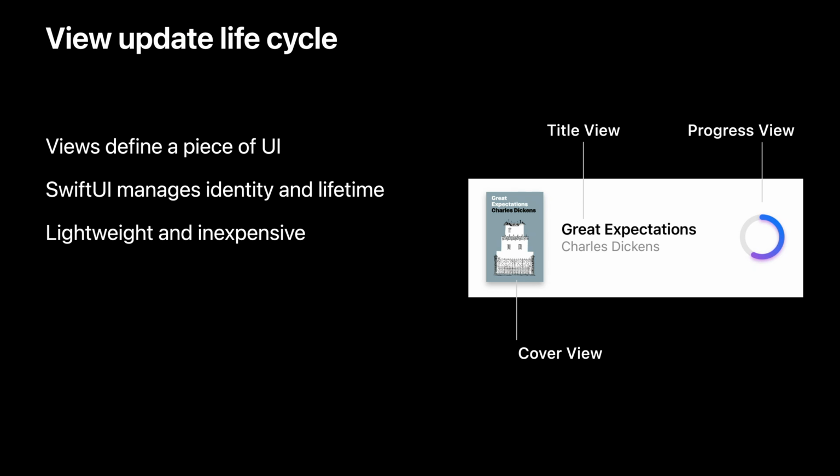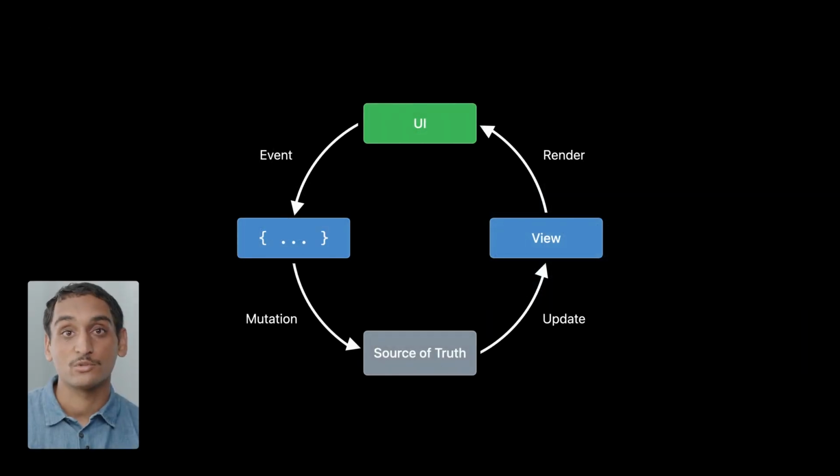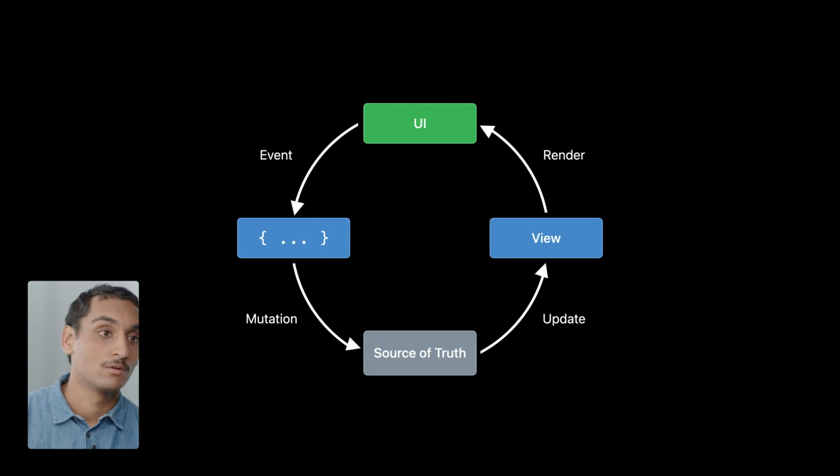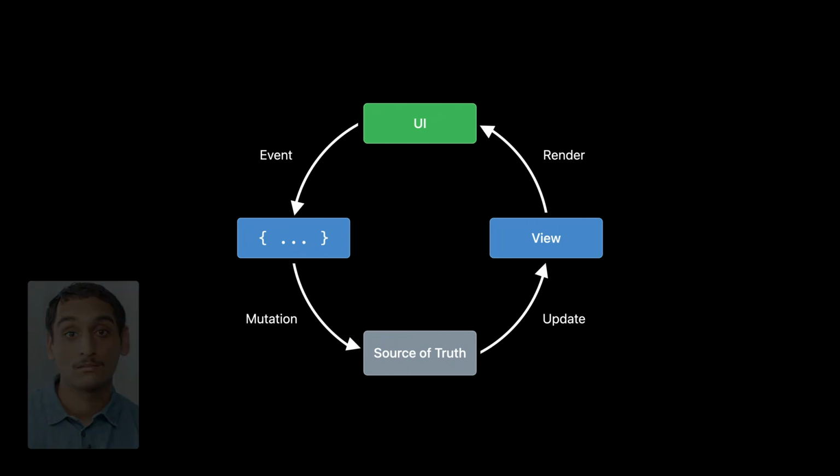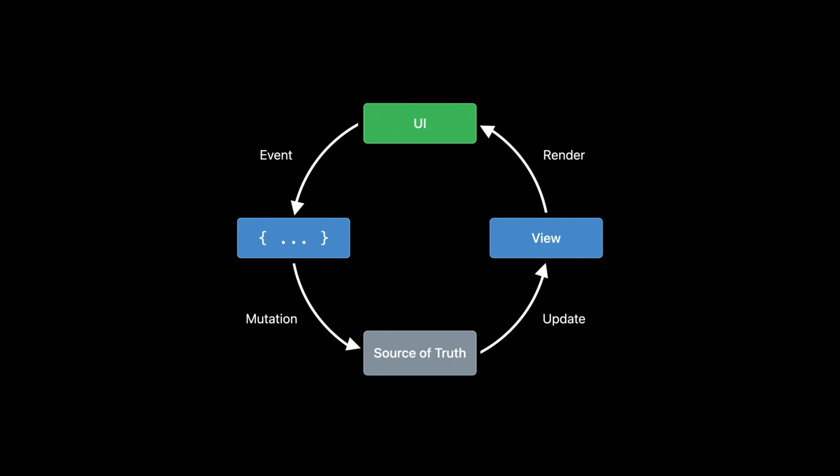Let's use a diagram to illustrate the importance of making views lightweight. This diagram shows the SwiftUI update lifecycle. Starting at the top, we have your UI. Moving counterclockwise, an event comes in, which causes some closure or action to run. That then results in a mutation of a source of truth. Then, once we've mutated the source of truth, we'll get a new copy of the view, which we'll use to produce a rendering. That rendering is your UI. That's just the basics. We'll revisit the diagram in a bit.